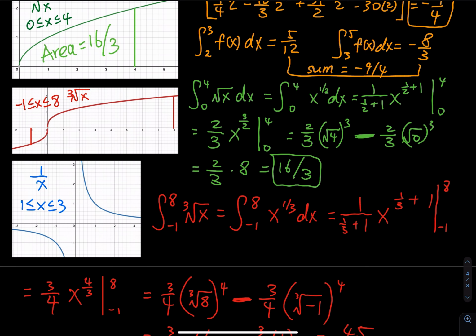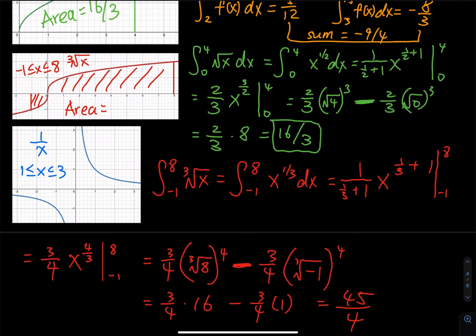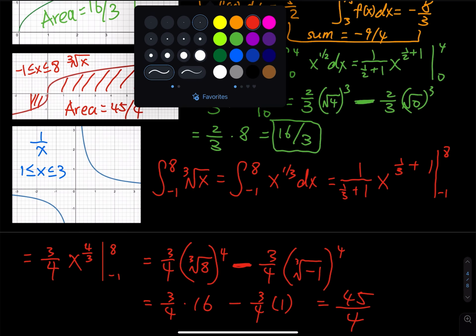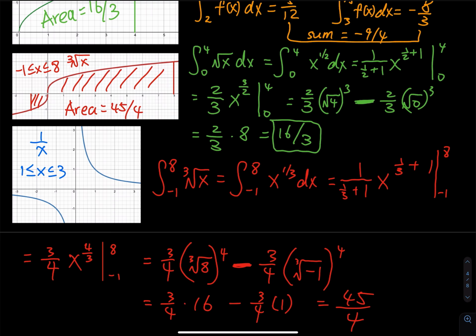So the area of this piece and then this piece is equal to 45 over 4. And then we have one more, the blue one. So the blue one, I want to go from 1 to 3. So from 1 to 3, this is above the x-axis, so the area is going to be positive.